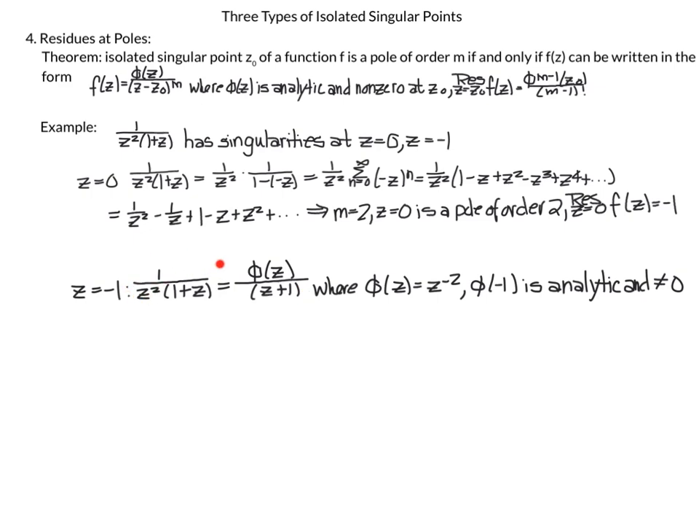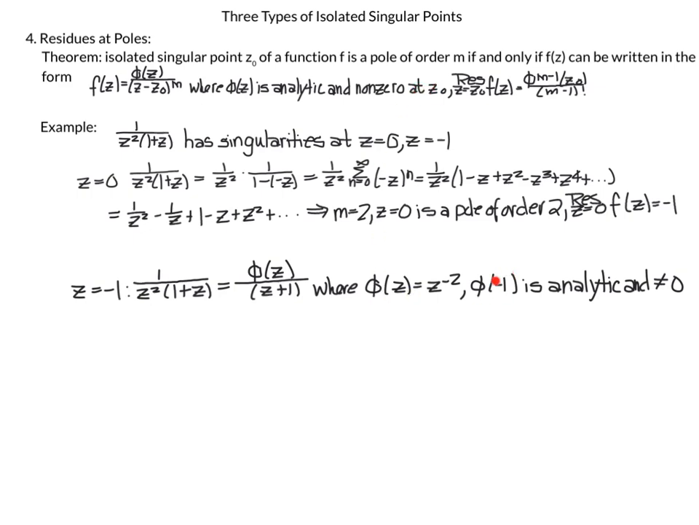And the rest of the function we're going to call phi of z. So in this case, phi of z is equal to z to the negative 2. So you can see now we have this form here. f of z is equal to z to the minus 2, or 1 over z squared, times our z minus z naught to the m. That is z minus negative 1 to the first power. Here m is equal to 1. To use this theorem, we need to verify that phi of z is analytic and non-zero at z naught.